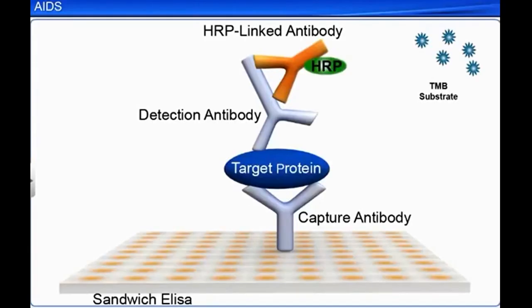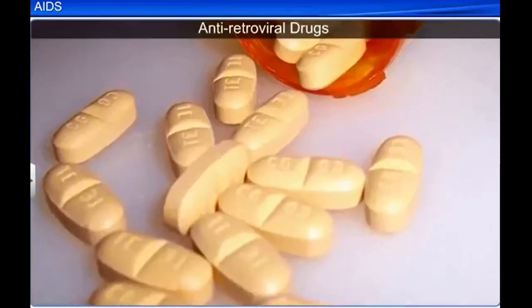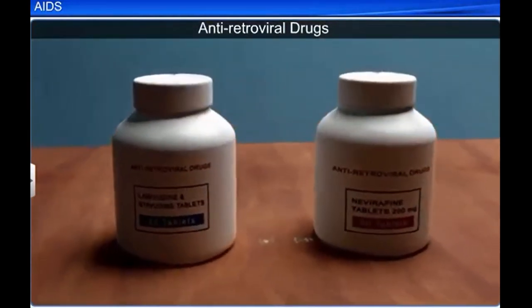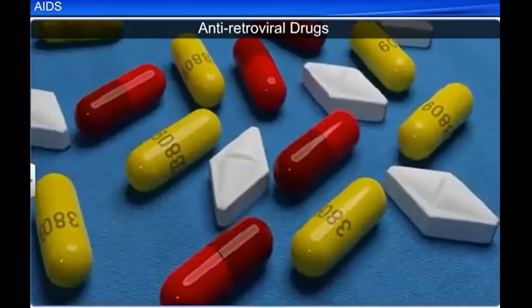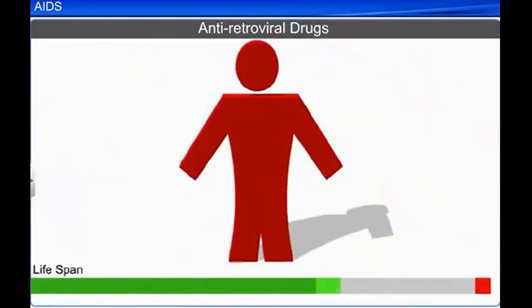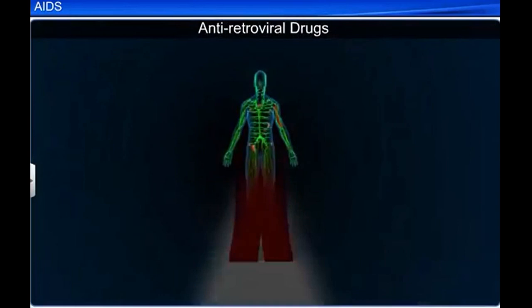ELISA test is used to diagnose AIDS. Treatment by using antiviral drugs does not give a permanent cure. They only prolong the life of the patient but cannot prevent death, which is inevitable.